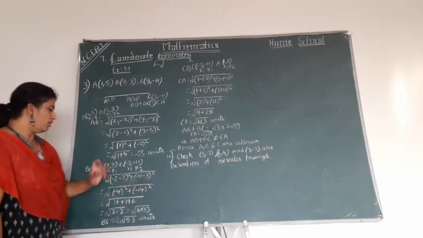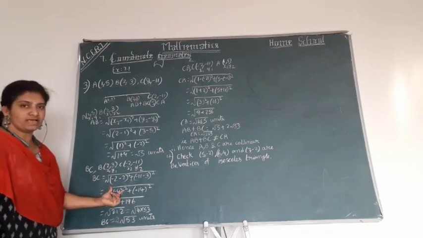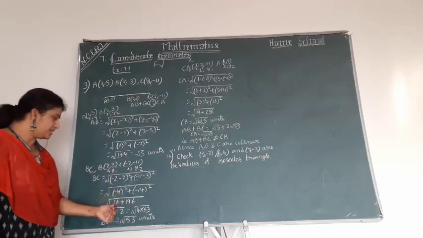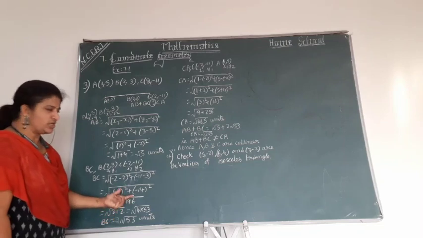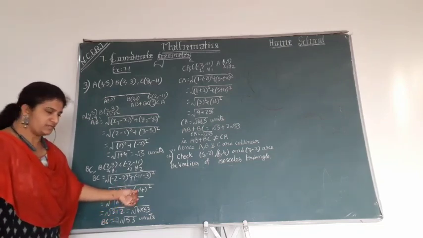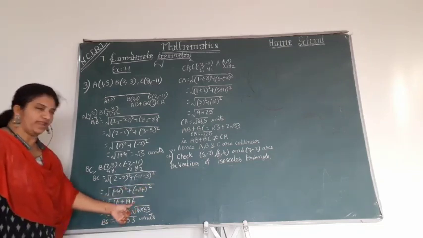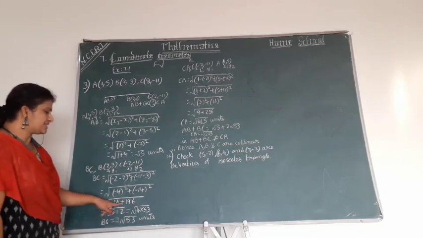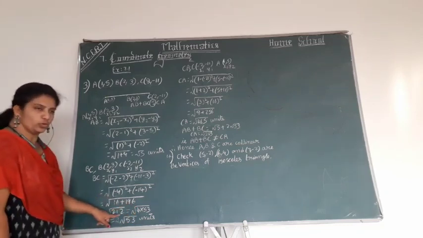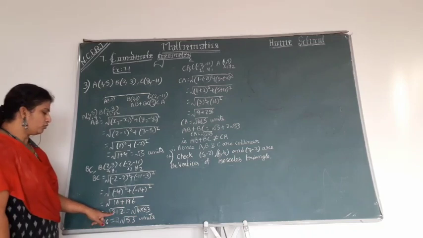Minus 4 whole square plus minus 11 minus 3 will be minus 14, minus 14 whole square. 4 4s are 16. Minus into minus it will be plus. You all know children this one. Minus into minus plus, 14 14s are 196. 196 plus 16 will be 212. That is square root of 212.